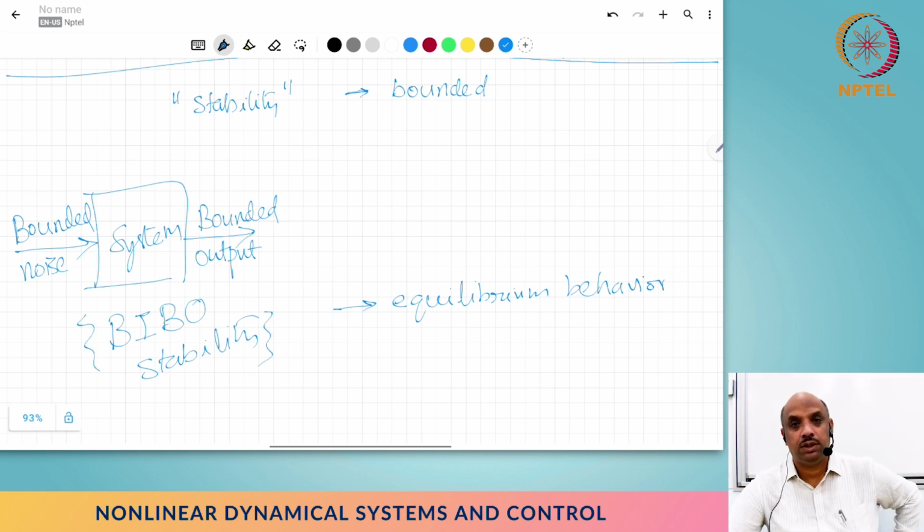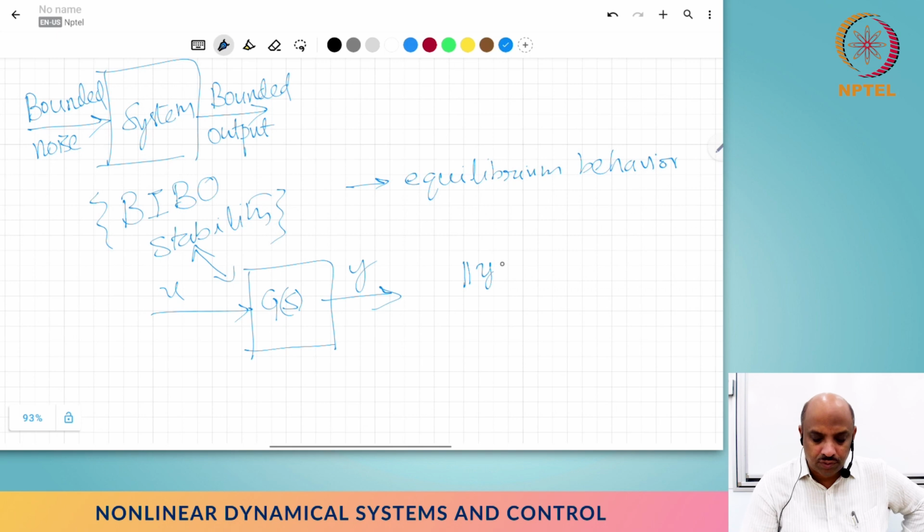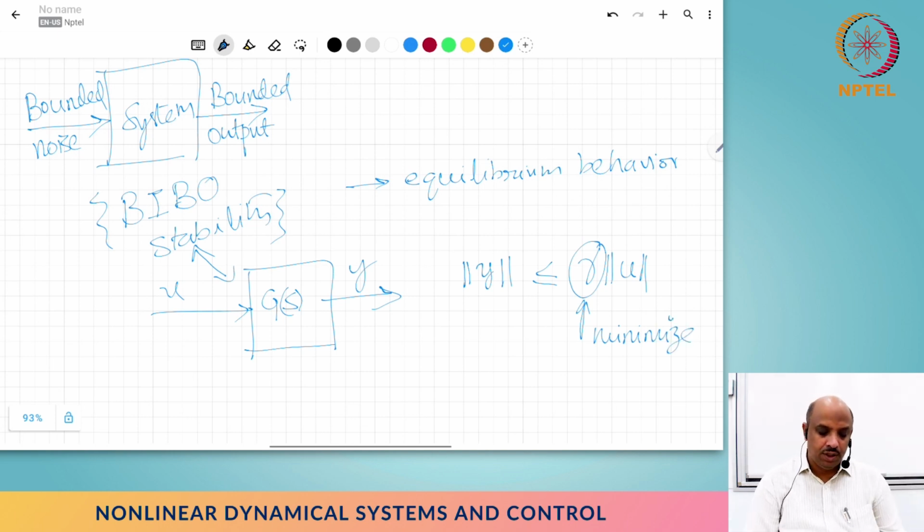Interestingly, for linear systems, most of you are familiar with models where the block diagram is denoted by some kind of transfer function, and you have an output. We define bounded input, bounded output stability as something like the norm of y is less than or equal to some constant times the norm of the input, and this constant we want to minimize, right? So that's a typical control problem, and there could be many other specifications, but typically in an undergraduate course, that's what we focus on.